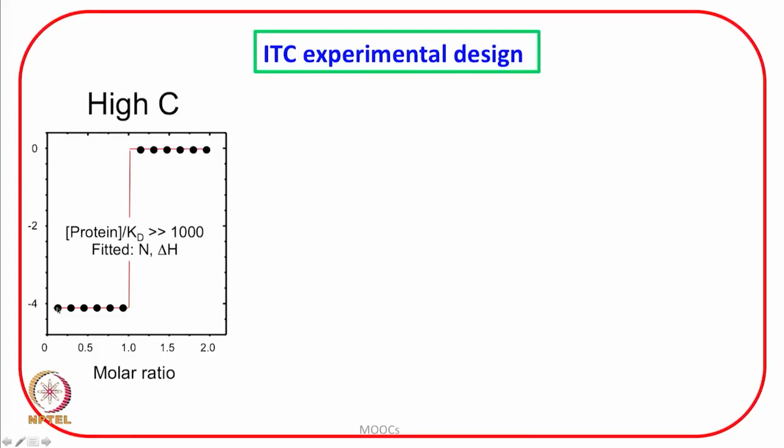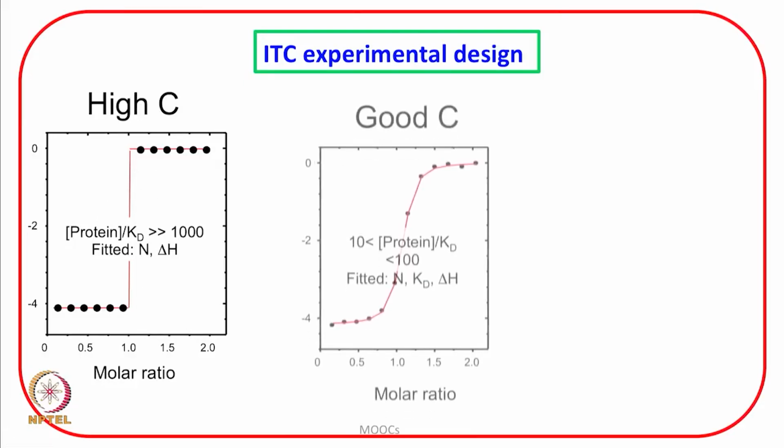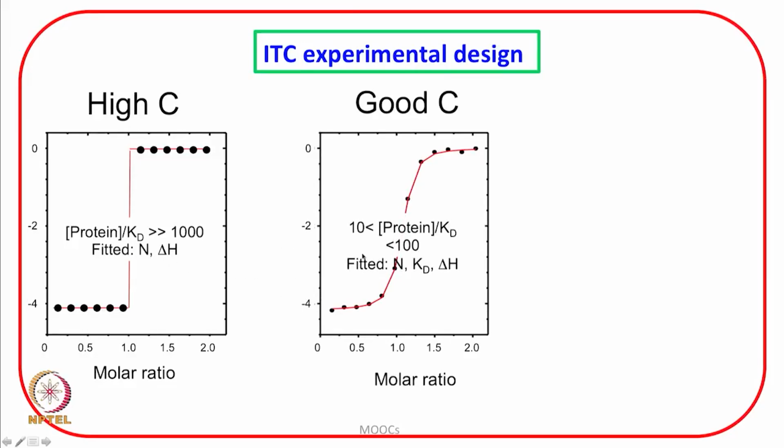This kind of experiment is only good to give accurate value of delta H, because delta H is the difference between this and this. That is accurately known in this kind of experiment, but the information on K is completely lost. You cannot draw the value of binding constant. With a C value between 10 and 100, you see, we have a good number of experimental data points and the model also fits nicely. So, therefore, these experimental conditions are preferred. This is a good C value.